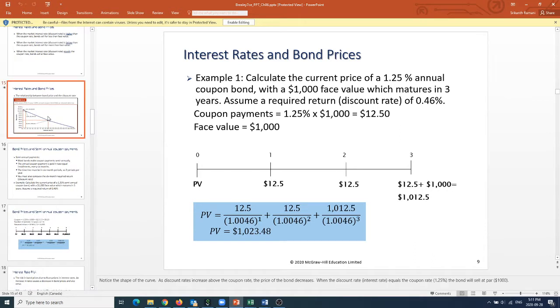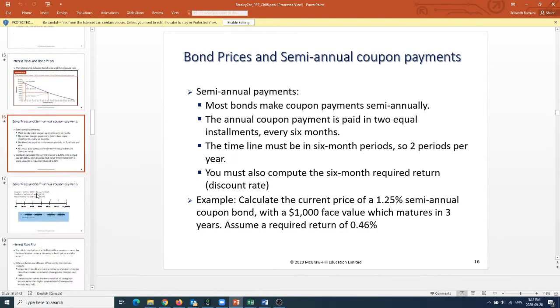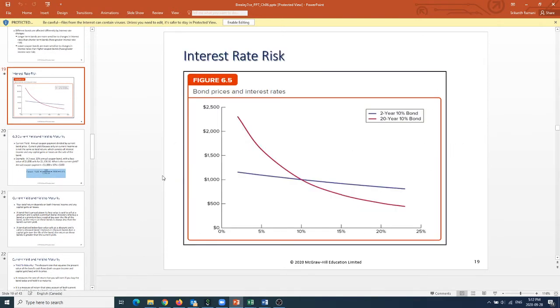Okay, so we also did look at the relationship between the bond price and the interest rate or the yield to maturity, and typically they have an inverse relationship. And we also looked at the fact that long-term bonds are more volatile than shorter-term bonds. Okay, so for a given change in interest rate, the prices of long-term bonds fluctuate a lot more than the price of short-term bonds.